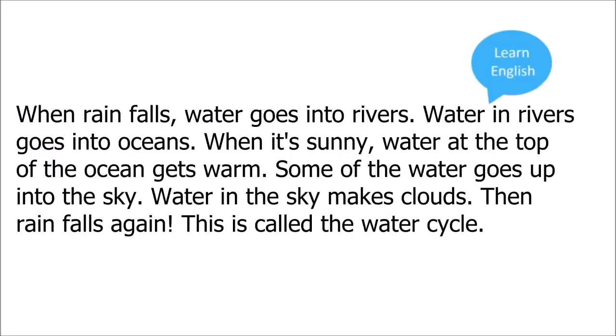When rain falls, water goes into rivers. Water in rivers goes into oceans. When it's sunny, water at the top of the ocean gets warm. Some of the water goes up into the sky. Water in the sky makes clouds. Then rain falls again. This is called the water cycle.